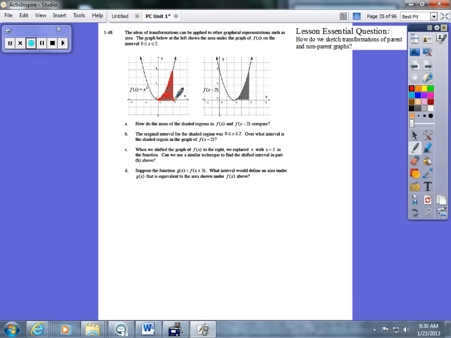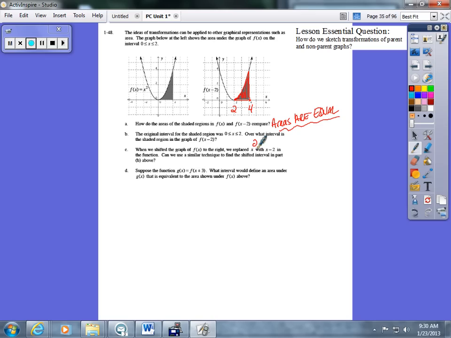They're the same. All we did was take this section here and shift it. Okay, it went from here to here. The area did not change. So areas are equal. That is a key idea of Chapter 2. And if you learn that now and tattoo that in your brain, you'll be good. The original interval for the shaded region was 0 to 2. Over what interval is the shaded region here? Well, here it's 2 to 4.